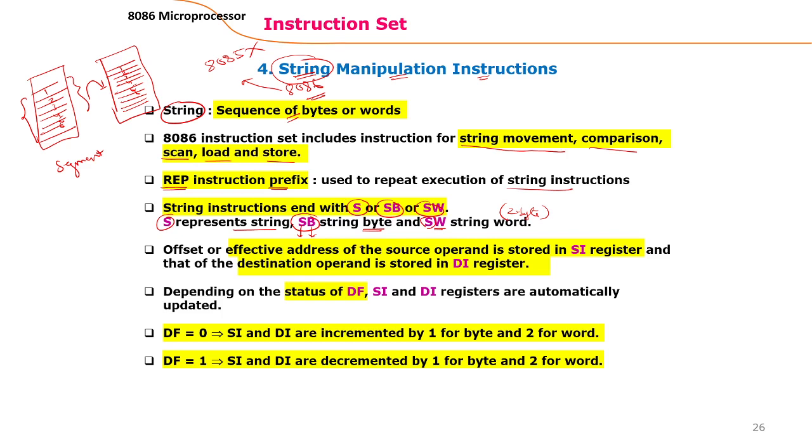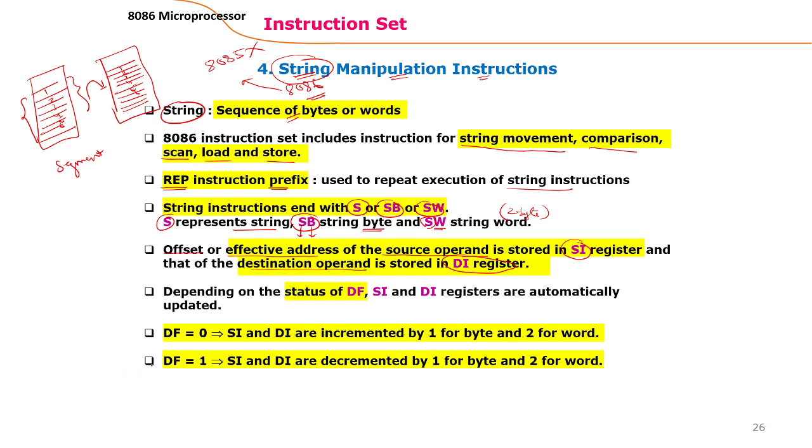Similarly, in these string related operations, the offset address or the effective address is given by SI and DI, which we have already seen. Here SI indicates the source operand and DI indicates the destination operand. So in string related operations, SI and DI give you the two operand options: one is the source operand and the other is the destination operand.